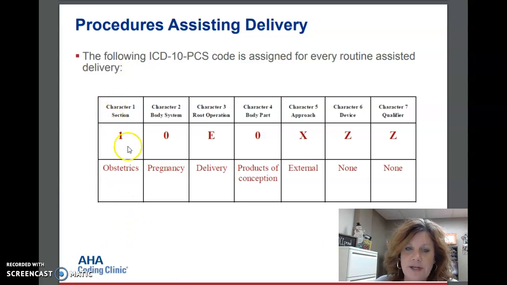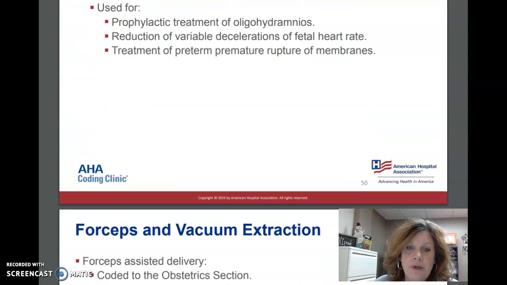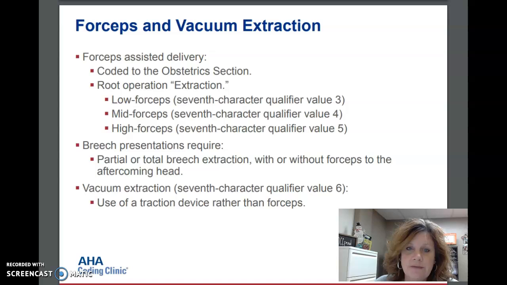So we have our first character 1, body system character 0, root operation delivery, products of conception, 0, external, none. Procedures assisting delivery, here we have possibly drainage, which would be amniotic fluid. So let's go ahead. We have forceps and vacuum. One thing, we have low forceps, mid, high, and that's going to make a difference on the 7th character.